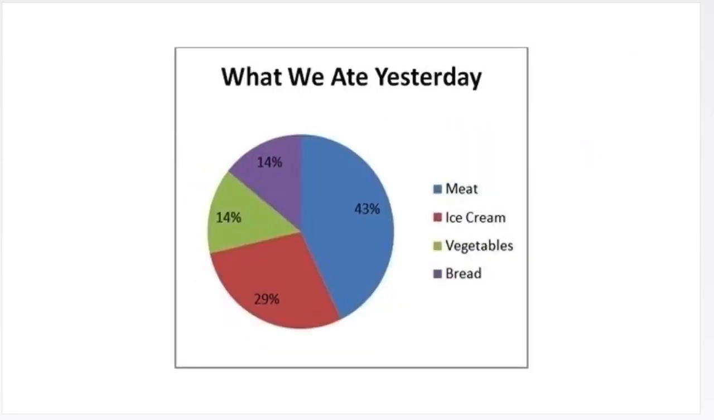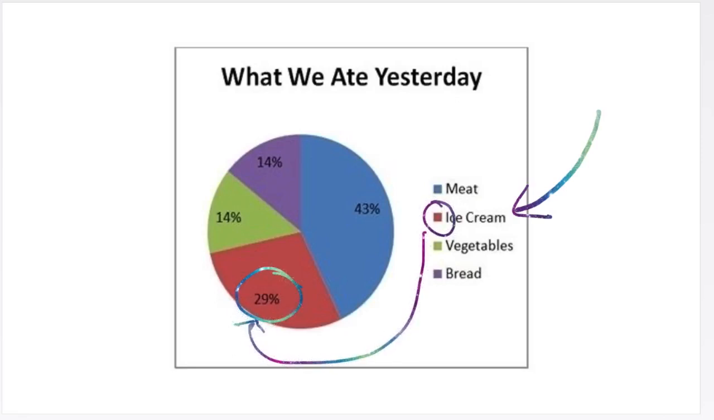Here's another example of a pie chart, and this one doesn't actually show us the numbers, it shows us percentages, but the same kind of thing. I might ask you, what percentage of the class, let's say, had ice cream yesterday? So we go to the key first, find ice cream, see which colour that is, hop on over here, and yes, it's 29%. A lucky 29% of the class had ice cream yesterday.